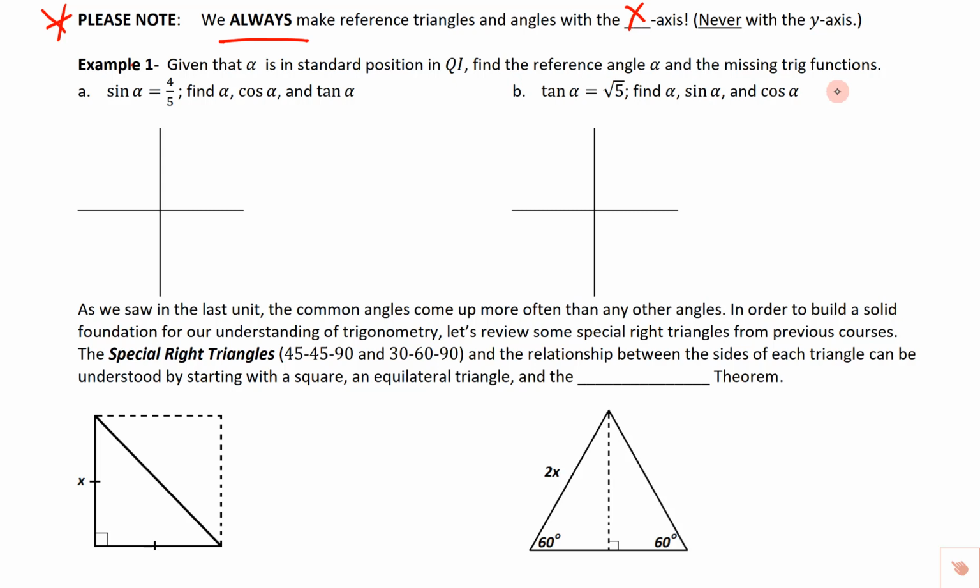So this is what we're going to do. They told us that it was in quadrant 1, so I'm going to draw a triangle in quadrant 1. I'm going to drop a line straight down to the x-axis, and I'm going to make a right angle right there. This is alpha. Alpha looks kind of like a little fishy shape with an open tail. And what it told us was that the sine of alpha was 4 over 5.